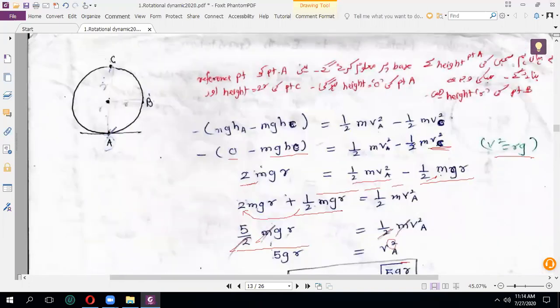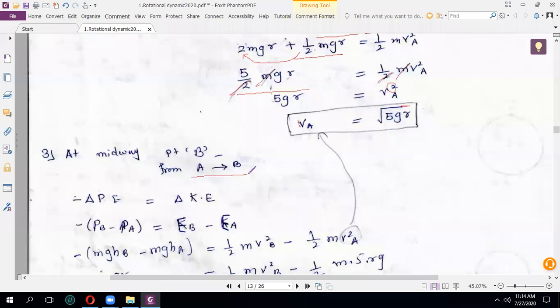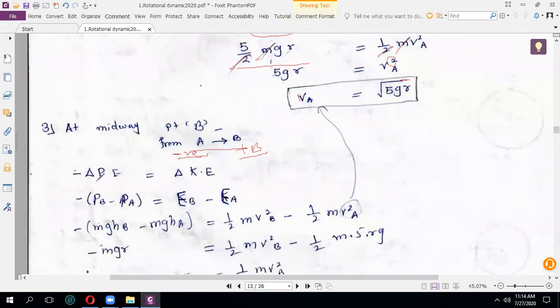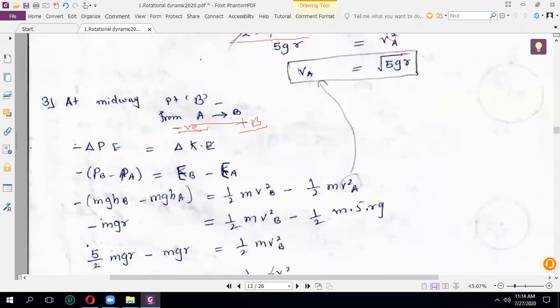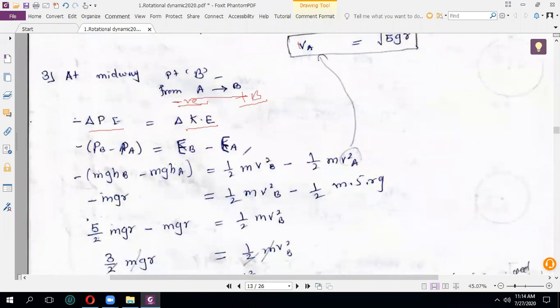Now we are going from point A to B. Remember, point A is reduced and point B is increased. The reduced part is represented by a negative sign and the increased part by a positive sign. So again we take the same formula, the work-energy theorem: minus delta P.E. is equal to plus delta K.E. Delta P is represented by PB minus PA, and kinetic energy by EB minus EA.